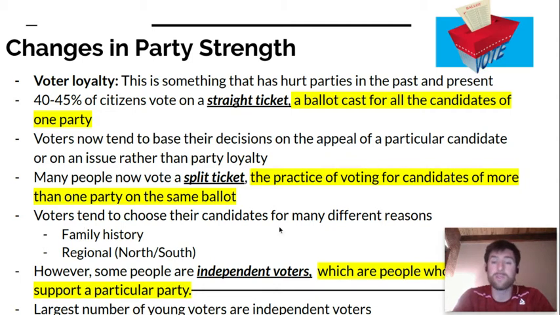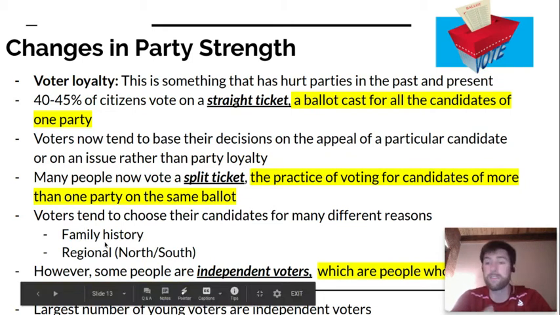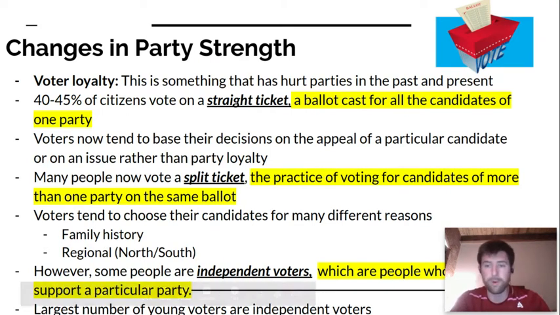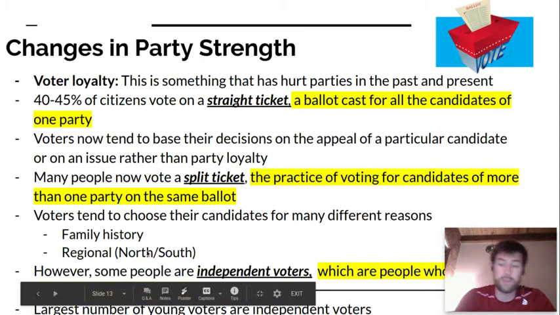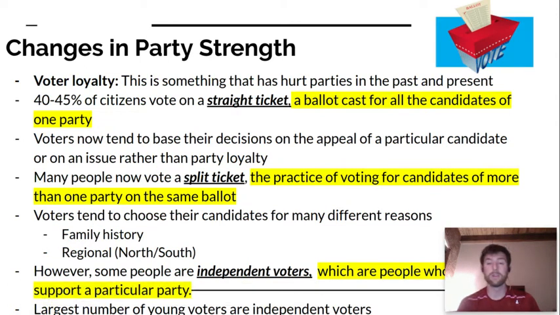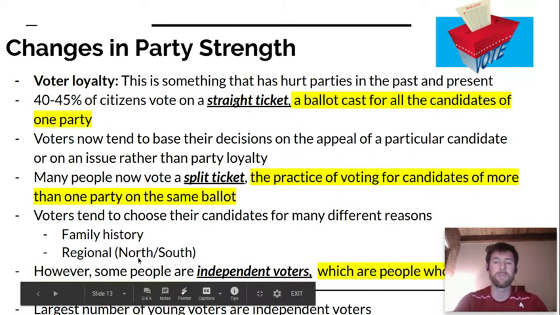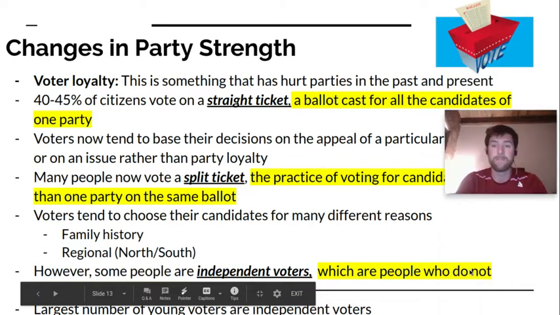Voters choose for many different reasons. A lot of it, like I said, is family history. Sometimes families have always been Republican voters or always been Democratic voters, and they'll just vote for that group no matter what. Sometimes it's a regional thing. Like I said, the Republican Party used to dominate the North and the Democrats dominated the South. It's kind of flipped now, in the last 50, 60 years. Now, if you're in the North, you tend to be very pro-Democrat. If you're in the South, you tend to be very pro-Republican. So sometimes where you grow up has a lot to do with that.